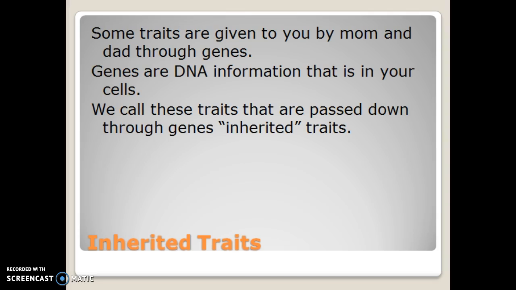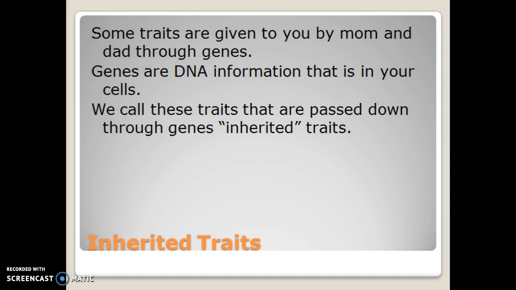The first one is called inherited traits. These traits are given to you by mom and dad through something called genes. Genes, not the jeans that you are wearing. This is a different type of genes. If you can see, it starts with a G.